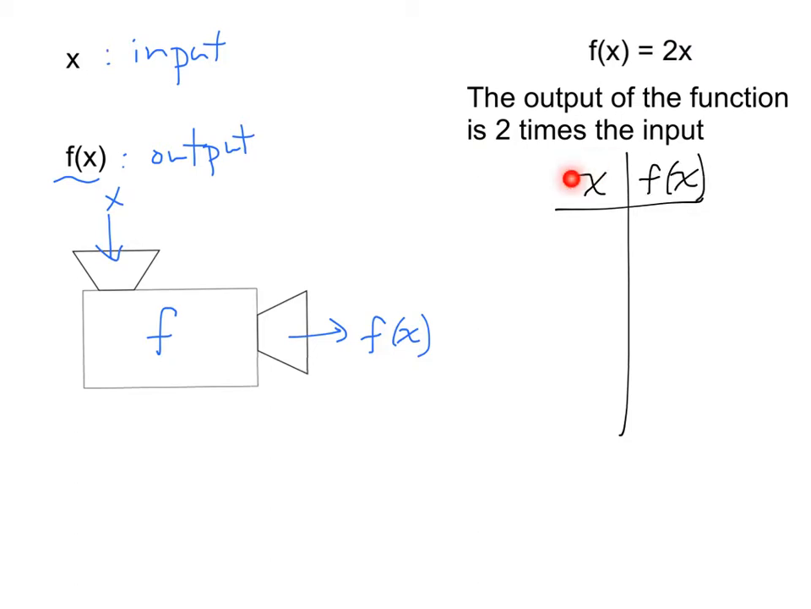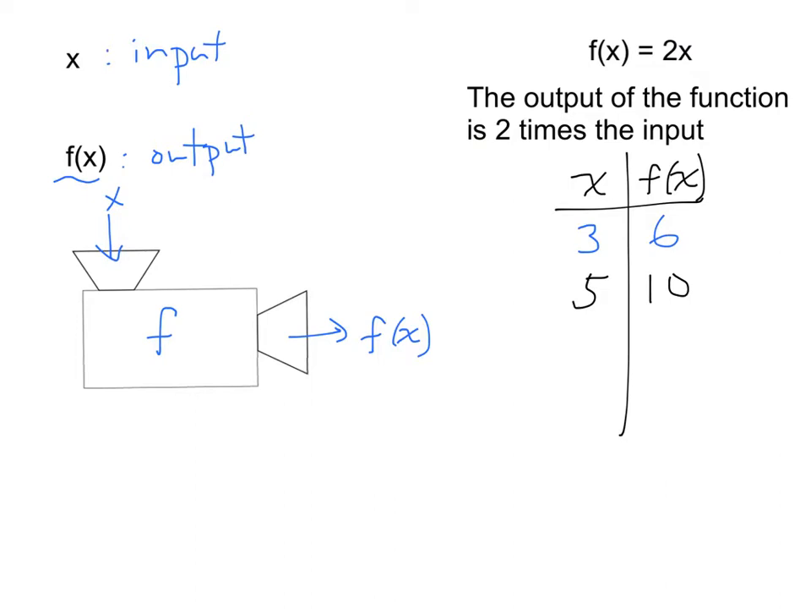Okay, so this right here is our input, this is our output. So again, if I were to input 3, what would happen? If I were to put in 3 here, this would output 2 times that input. And 2 times 3 is 6. Okay, what would happen if I inputted, let's say, 5? Well, if I inputted 5, this function should output 2 times that input, right? So if I input 5, the output would be 10.